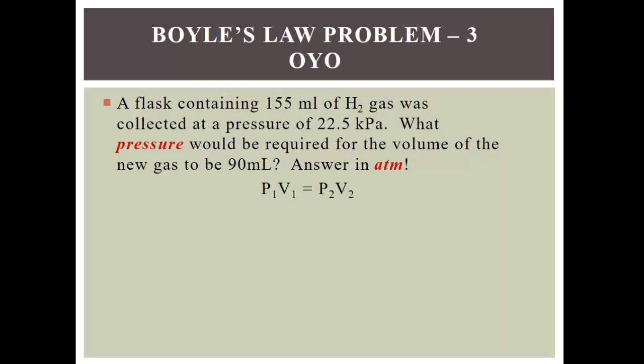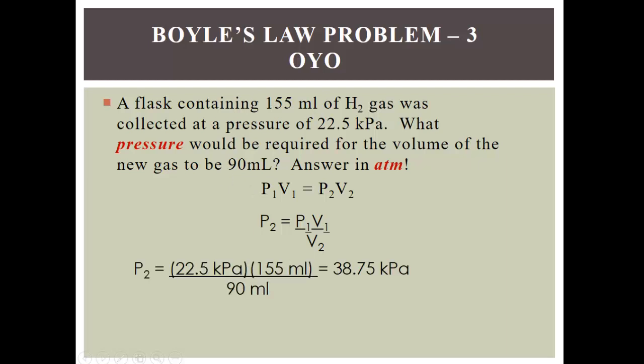Okay, so P1 V1 equals P2 V2. Again, we're solving for pressure, so we rearrange. Now I could either convert before or after kilopascals. I'm going to do the math first to find P2, and then I'll convert it into atmospheres. So if I take 150 milliliters, that's our V1. Here's our P1. And over here 90 milliliters is our V2.